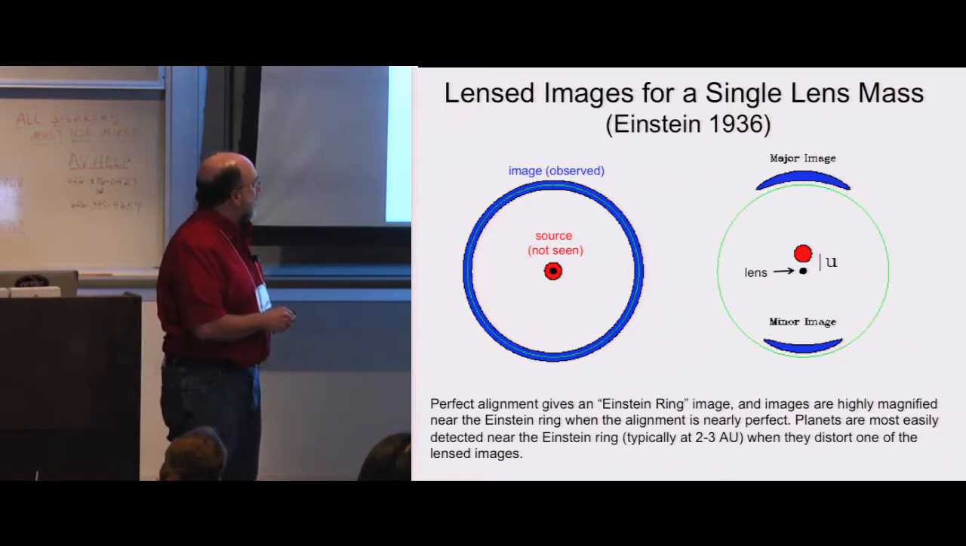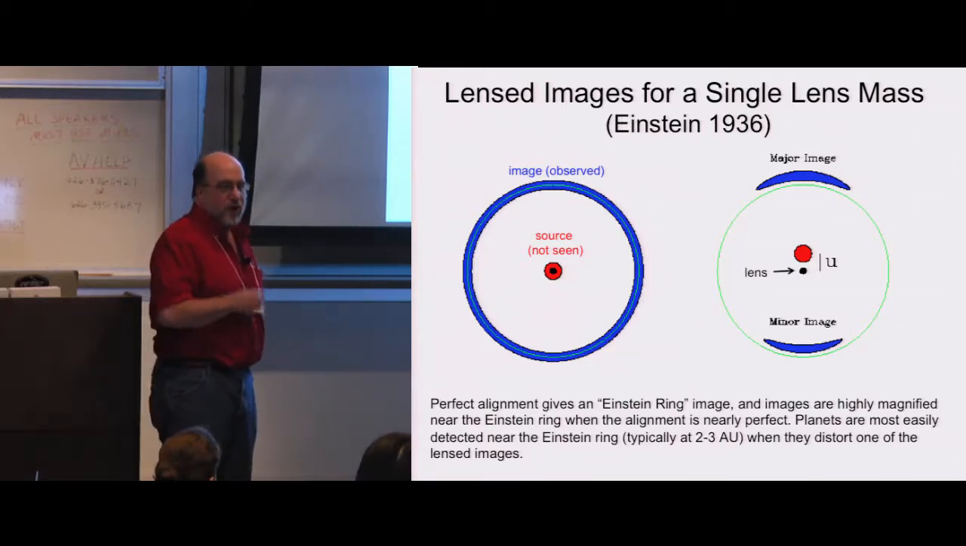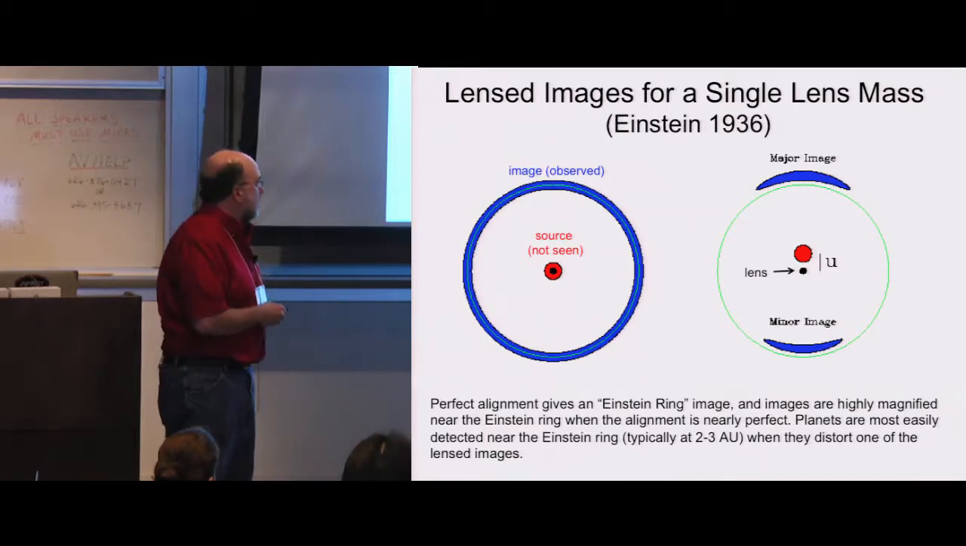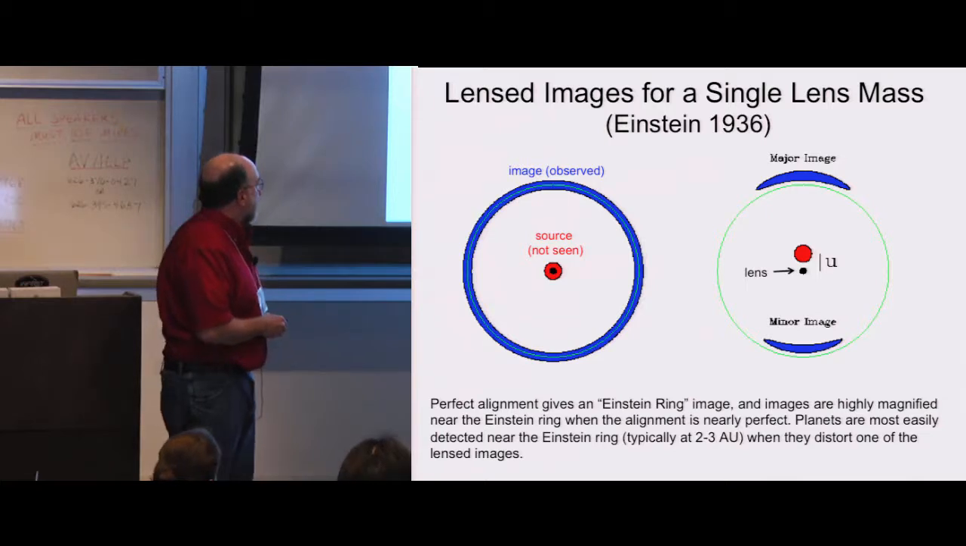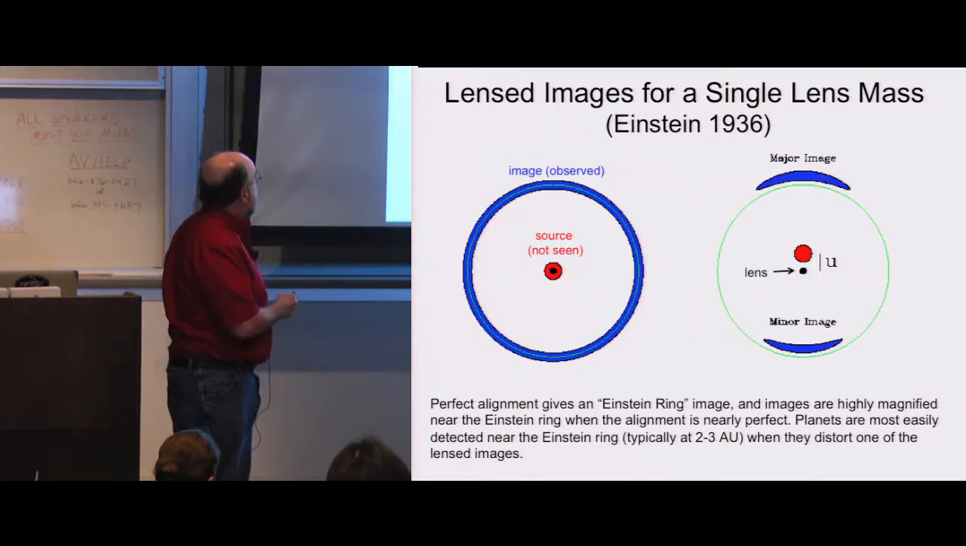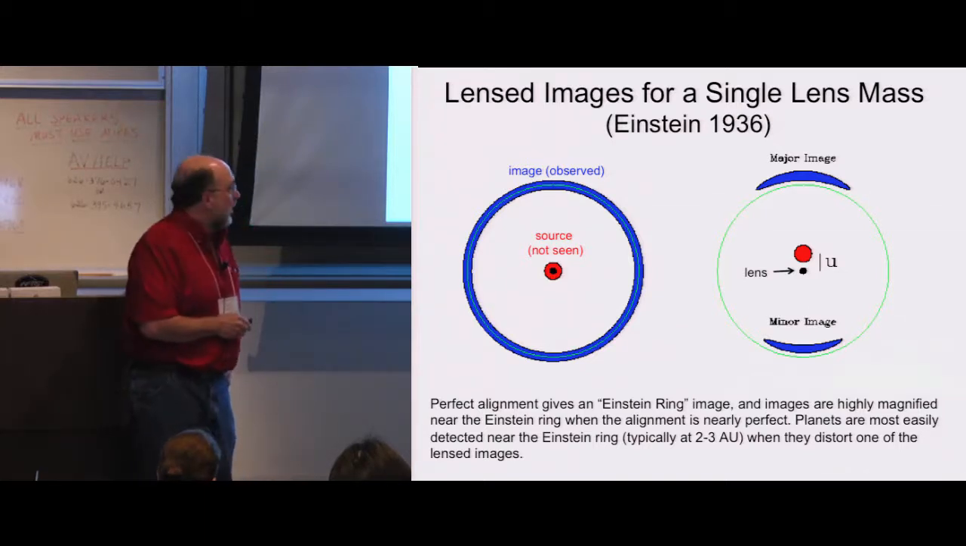Also, the bright images are located close to the Einstein ring, and this is why microlensing is sensitive to planets at a few AU, because that's the distance of the Einstein ring at the typical distance of the lenses toward the bulge. And I should mention that these figures are greatly exaggerated in general. The angular size of the source is generally much smaller.